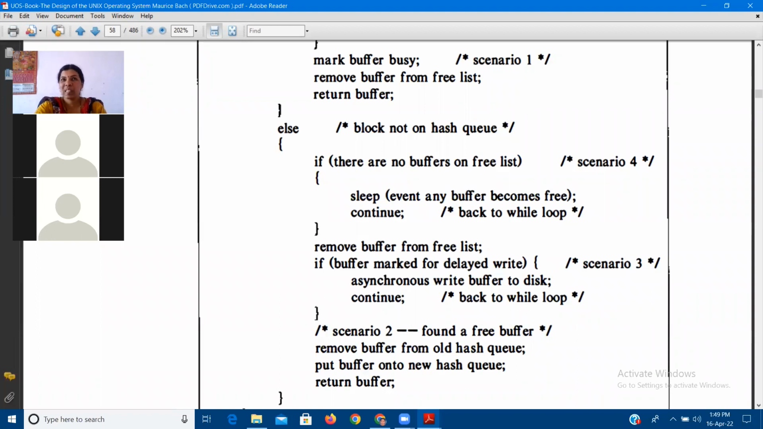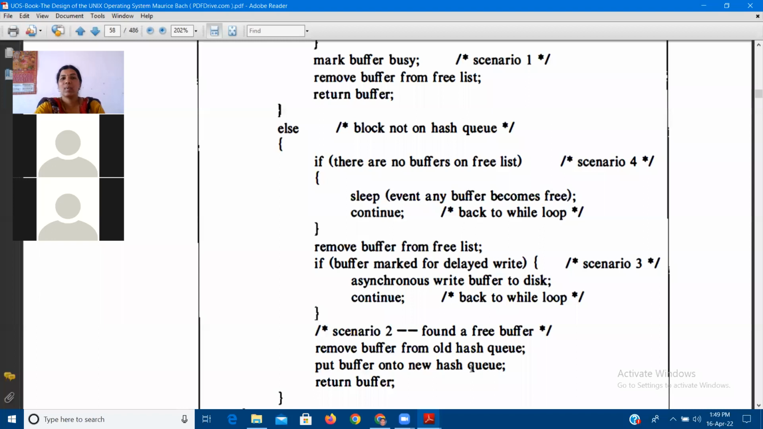So first buffer was 3 according to our example. So we renamed 3 by 18. So 3 is removed from its hash queue and 18 is placed on its hash queue. So 3 is removed from the old hash queue. 3 कुठल्या hash queue वर होता, त्याला old hash queue म्हटलेलं आहे आणि 3 ला आपण रिनेम करून 18 केलं आणि त्या 18 ला नवीन hash queue वर ठेवलेलं आहे.